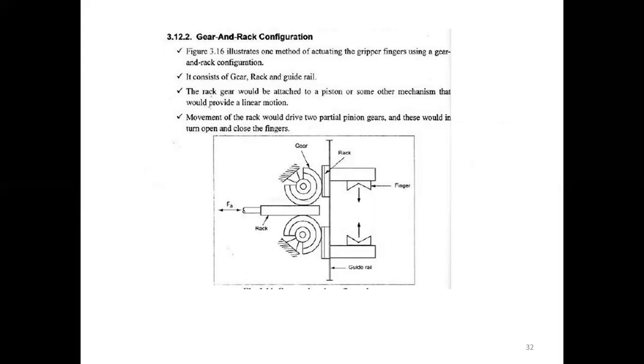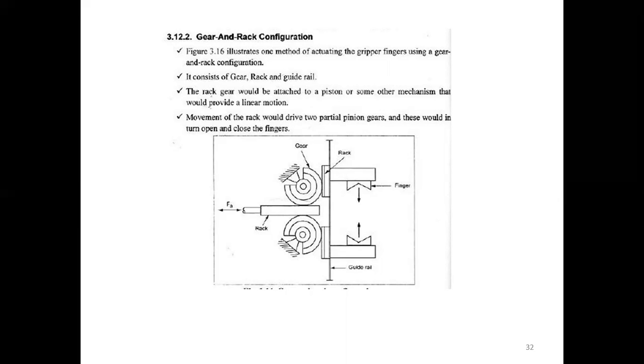So the gear and rack configuration consists of a gear, a rack, and a guide rail. The rack gear would be attached to a piston or some other mechanism that would provide a linear motion. The movement of the rack would be transferred to partial pinion gears, and this would in turn open and close the fingers. That means the force is applied forward and reverse.